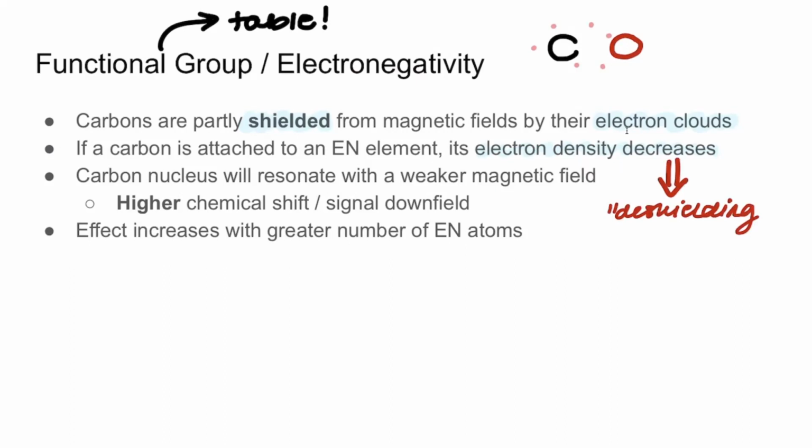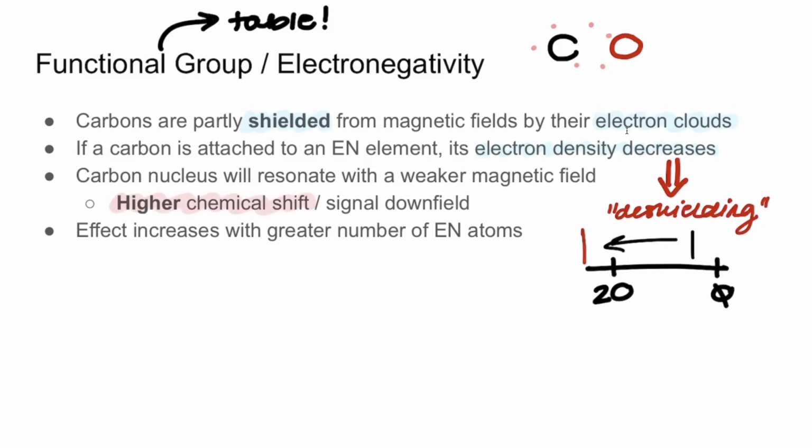So if, for example, we started at 0 to 20, these are not the correct numbers. This is just for an example. Let's say our regular carbon is something like over here. Maybe an addition of an oxygen is going to drive it up there or something. And so last but not least, this effect of electronegativity is going to increase with the greater number of electronegative atoms. I'm actually going to expand this a little bit.